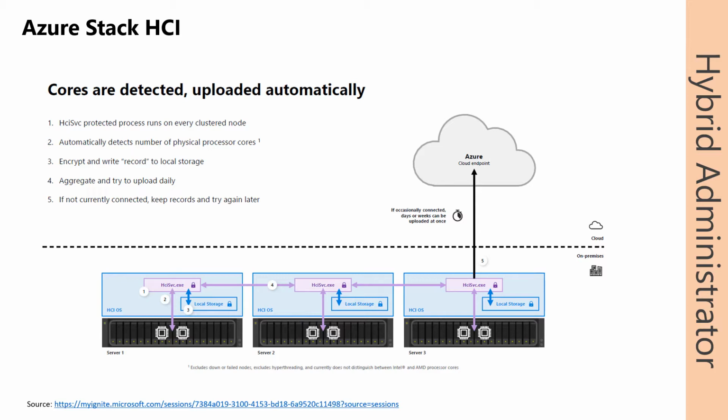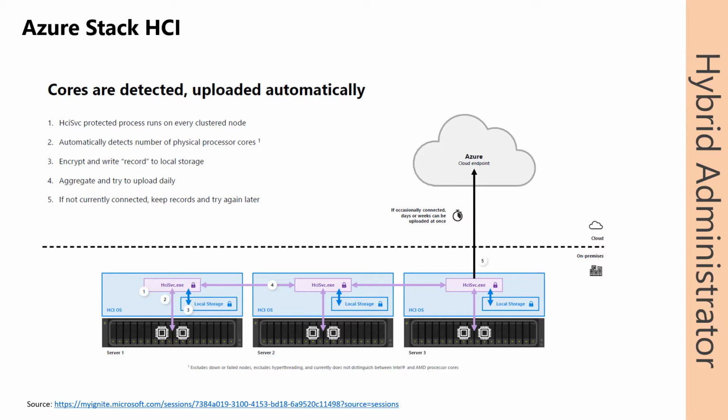And then you have a core-based subscription model. So Azure Stack HCI, the price is per core per month. It's $10 per core per month. And the costs start after a 60-day evaluation period. So you can use Azure Stack HCI for 60 days without costs. After 60 days, you have this cost per core per month.